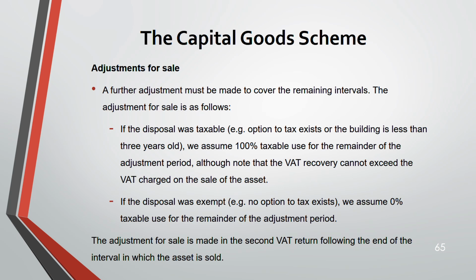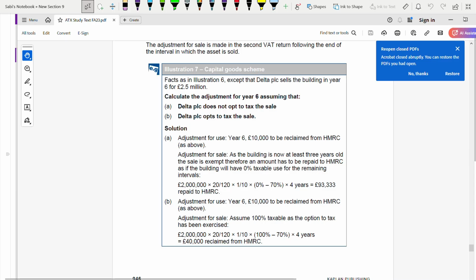Let us do the final question. Illustration 7. So here, first one, from year 6 onwards, you have to calculate adjustment. Does not opt to tax the sale, opts to tax the sale. This is from illustration 6. Okay, so they are selling the building in year 6 for 2.5 million. Remember, in year 6, in the illustration it was 10,000. This they have reclaimed from HMRC. Now you have to make an adjustment for sale.